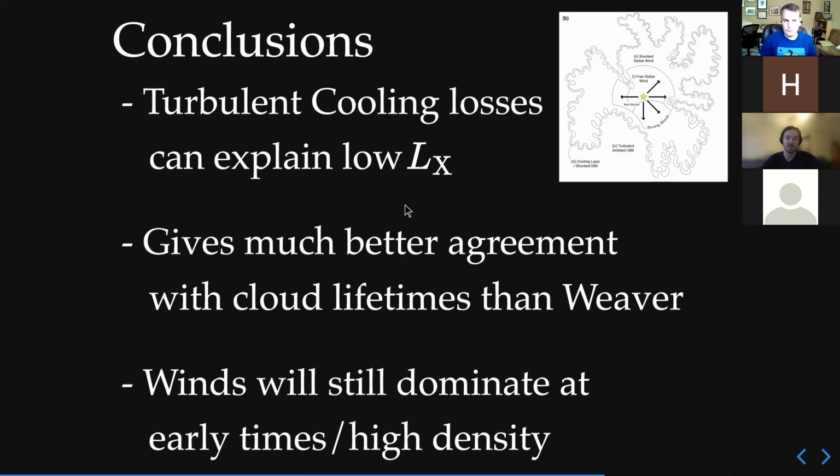But I don't want the main takeaway to be, especially because I've worked on winds so much, that anyone thinks winds are unimportant. They can still be dominant at early times and be very important in high density gas.